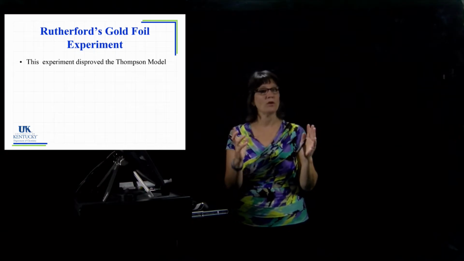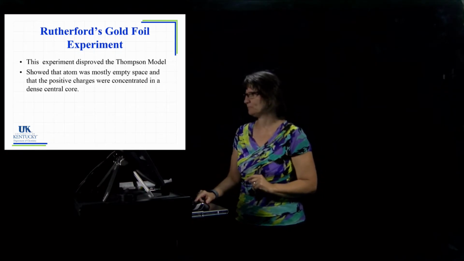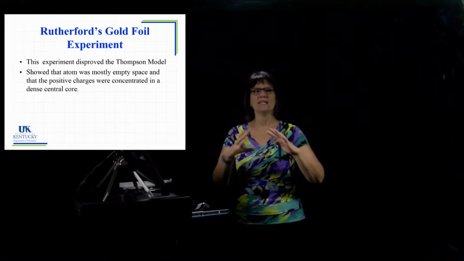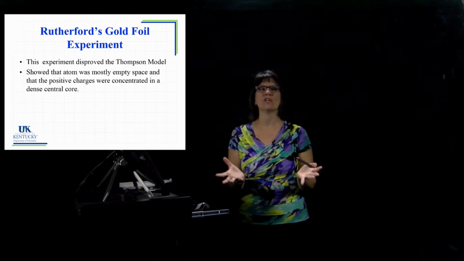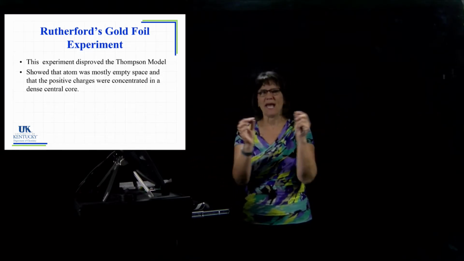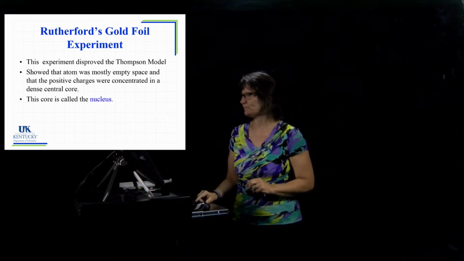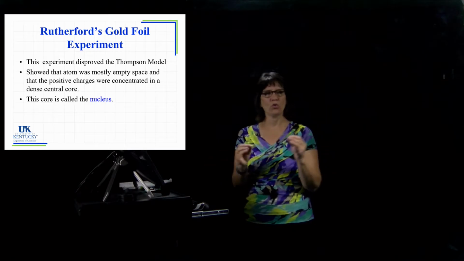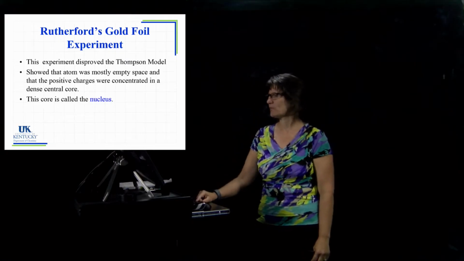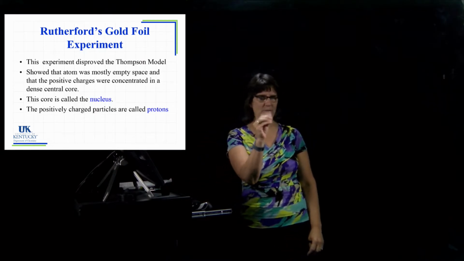His experiment, we're going to see, completely disproved that model for the atom. What he showed with his experiment is that when you consider the atom, most of it is empty space. It's a vast emptiness, but it has a very tiny, very dense central core. He called this core the nucleus, and most of you are going to be familiar with that term. So how did this experiment do that? Oh, and that's where all the positives are being held.